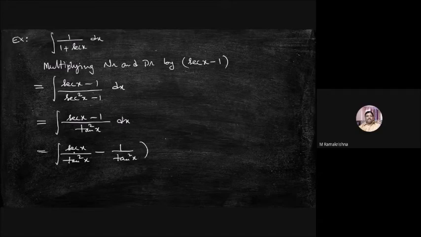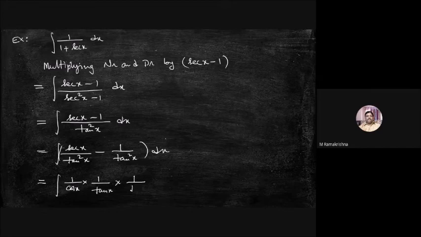It is again a compound, so place a bracket, which is equal to integration of secant x can be written as 1 by cos x into 1 by tan x into 1 by tan x minus cot square x. It's a compound, so I'm putting it dx. Now 1 by tan x is cos x by sin x.